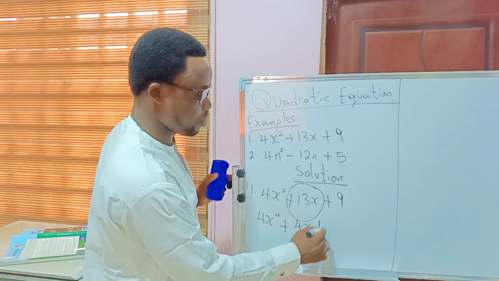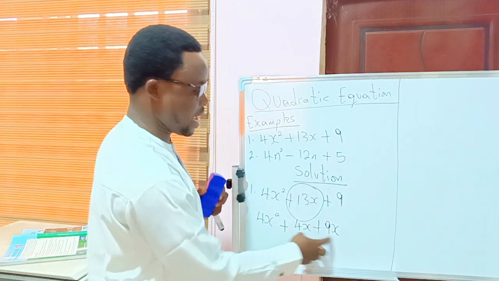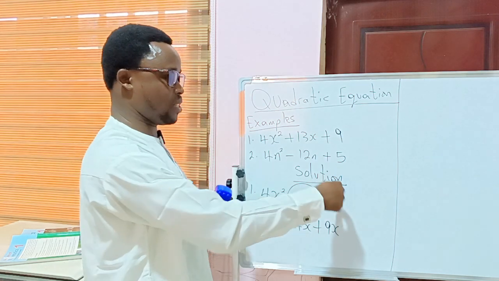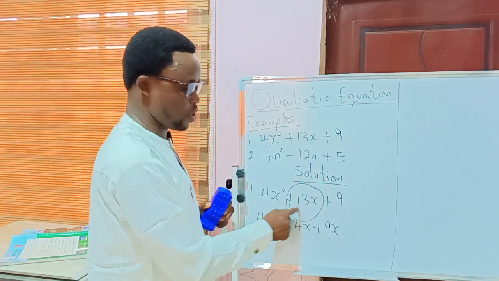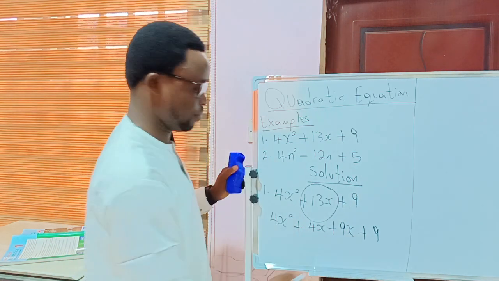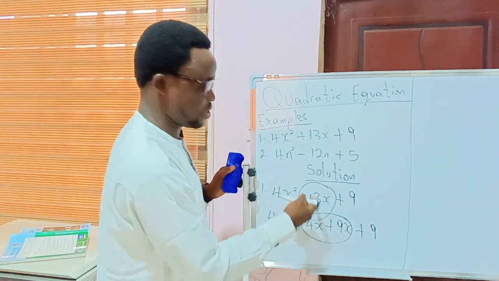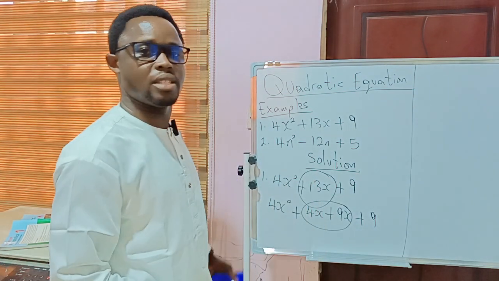And the two factors can only be 4x plus 9x. Why did I say that? Because 9 times 4 is 36, which is the plus 36 in our mind. Then 9 plus 4 is 13. So then plus our 9. You can see now this has replaced this, because 4x plus 9x will give you 13x.